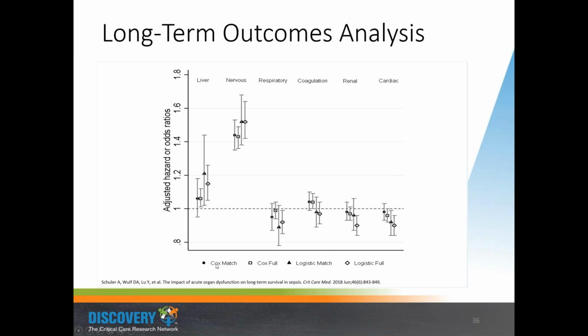Now here, I show that there are multiple squares and triangles and diamonds. That's just to say, as Alejandro described, you can use matching, you can use other types of weighting, and you can also use the doubly robust method. We tried all of them because we weren't entirely sure which one to trust the most. But here you can see that the signals are relatively consistent across the different approaches.